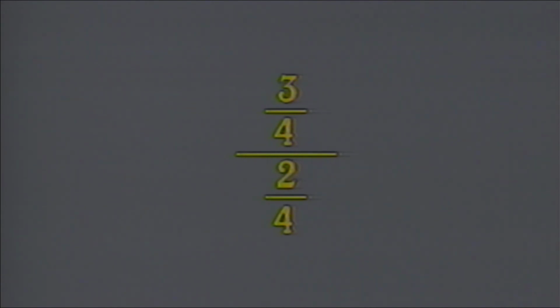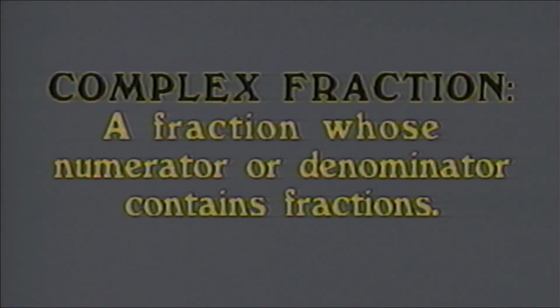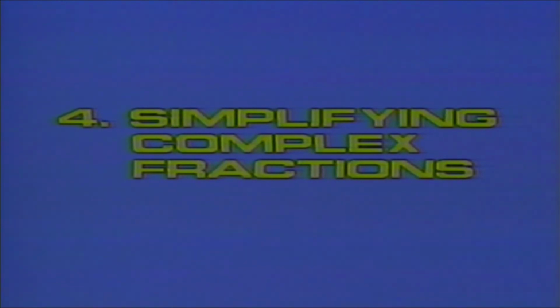Now, here's an interesting fraction. 3/4 over 2/4. That's a very complicated fraction if you ask me. Not quite. This sort of fraction with numerator and denominator that are also fractions isn't called a complicated fraction. It's called a complex fraction. I always like to make complex jobs as simple as possible. Can you simplify a complex fraction?